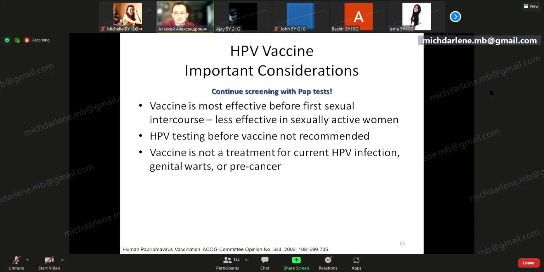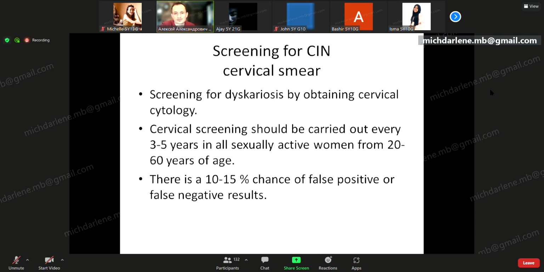Guys, that's all that I was trying to tell you. Screening, good work by gynecologists all over the world, and vaccination can prevent cancer of the cervix. And you saw it in the picture at the beginning of my lecture about cancer of the cervix.